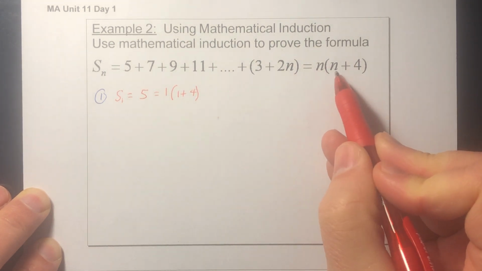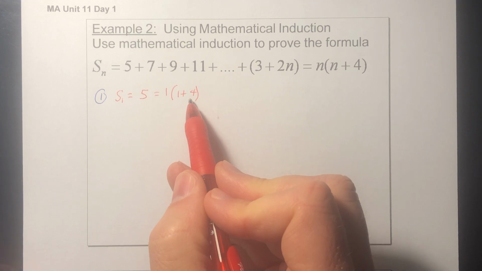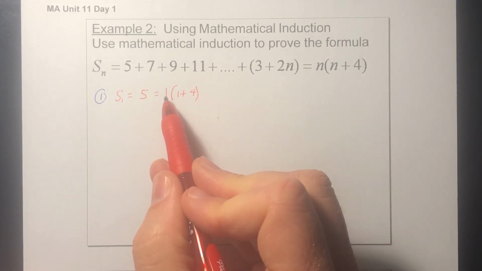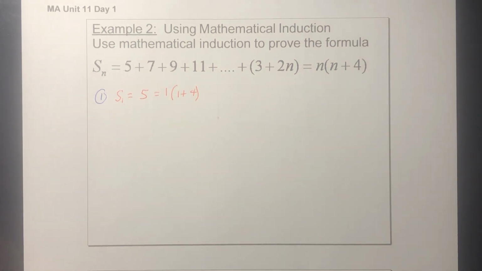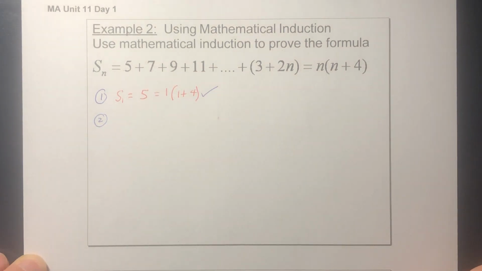Okay, so 1 times 1 plus 4. Well, if we clean this up, 1 plus 4 is 5, times the 1 gives us 5, so it checks. So this works for the first term. Okay? Now, step 2, this is the hard step. We need to make sure it works for the next term.